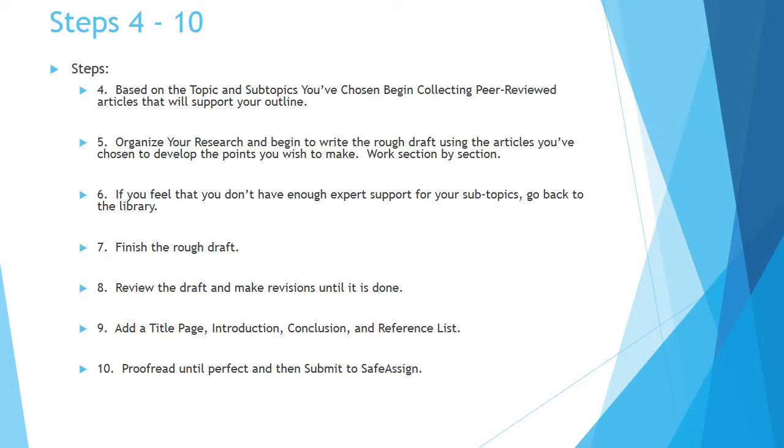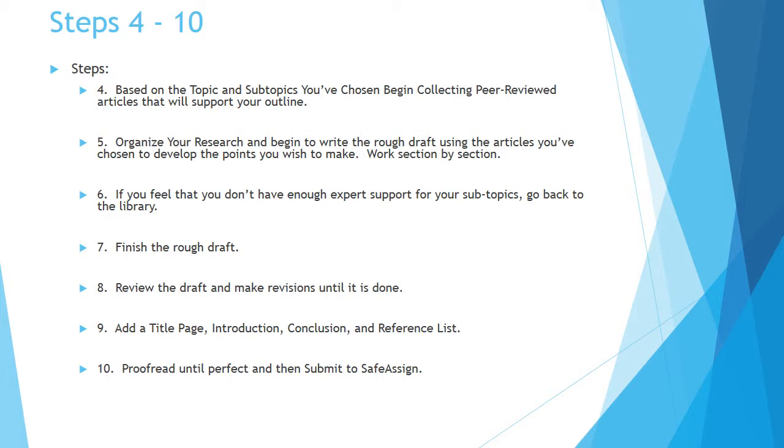Then based upon the topic and the subtopics that you've chosen based on your review of the literature, now you're going to begin a more thorough collection of peer-reviewed articles that will support your outline. Remember, your outline lays out how the paper is going to be developed, the areas you plan to address within your paper, and now you need to have the research and the literature that supports those particular areas.